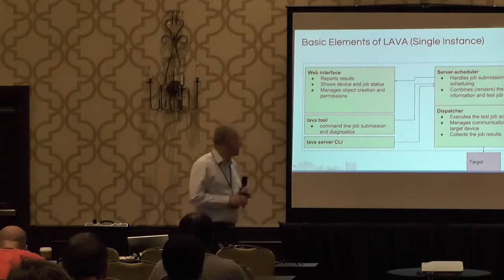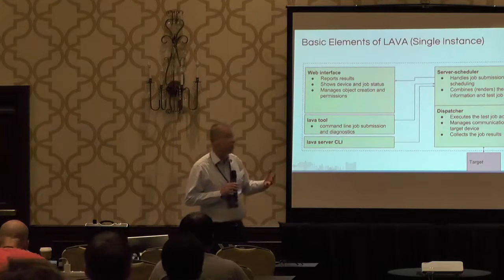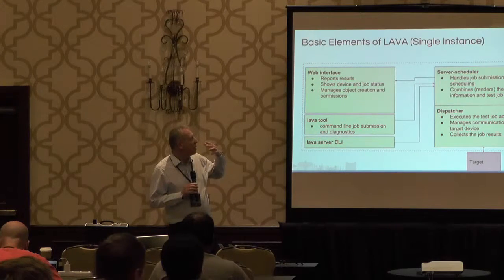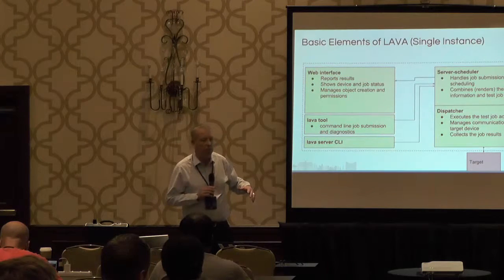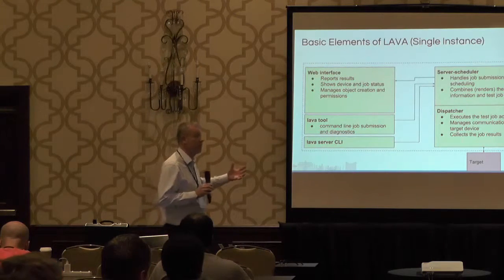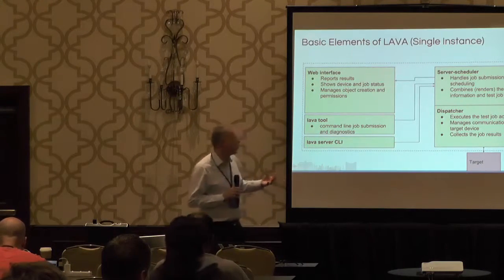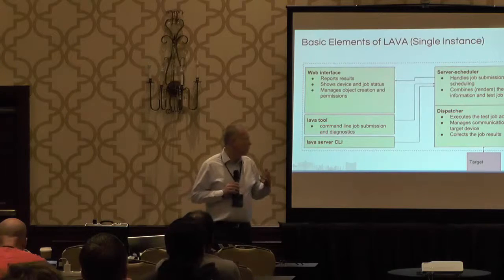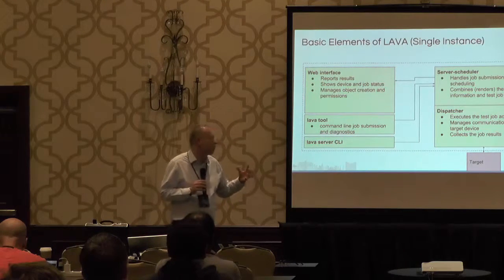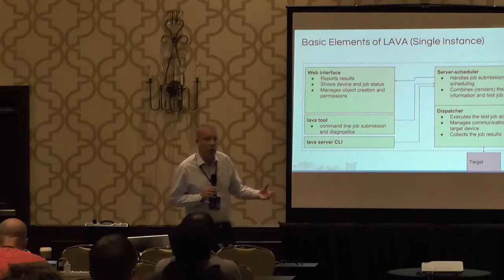So, this is a block diagram of the basic elements of Lava. On the right-hand side are the two fundamental blocks that make up the Lava system, the Lava infrastructure, which is one block, which is a scheduler, which handles job submission and scheduling. And it also combines or renders the target information and the test job description. So those obviously two elements of any test are what do you want to do and what do you want to run it on.